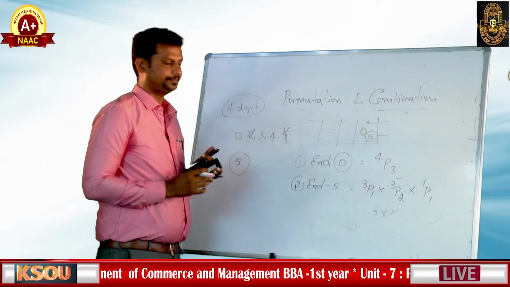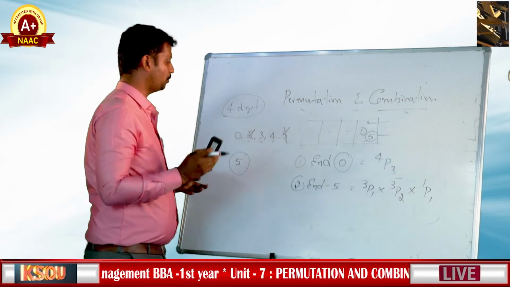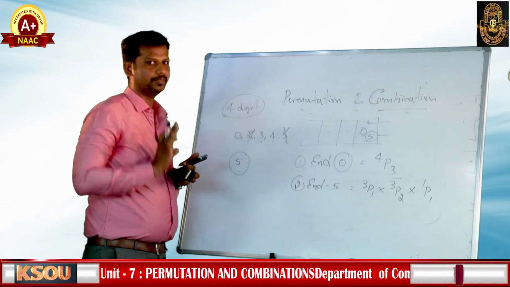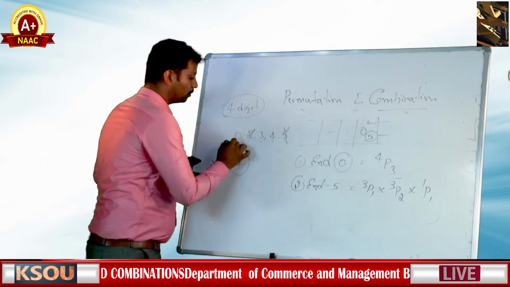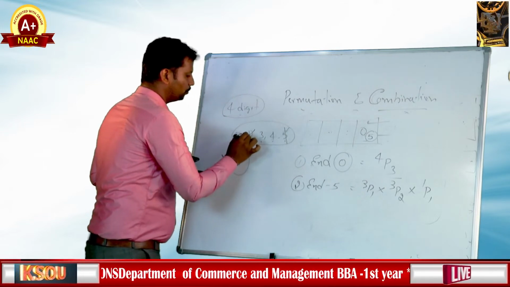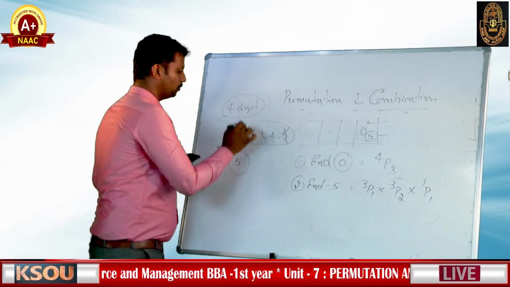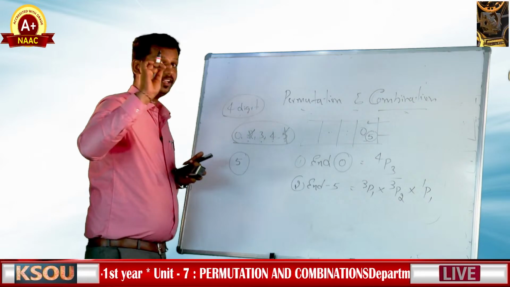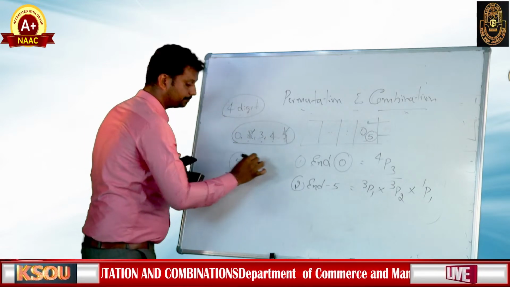That is the arrangement. Here, shall I repeat again? The question is that you should arrange 4-digit numbers out of these numbers. What are the numbers? 0, 2, 3, 4, 5. The total number must be divisible by 5.